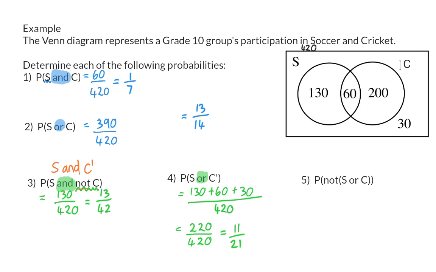Question 5 is the probability of not soccer or cricket. So in this case, the "not" is for both of them. So I'll start off with determining soccer or cricket, and then the "not", of course, means everything except for this. In Question 2, we already identified that all three of these values will be part of soccer or cricket. And now that we are calculating the probability of not soccer or cricket, all three of these values will be excluded. And that means that there are 30 learners out of the 420 that are not part of soccer or cricket.